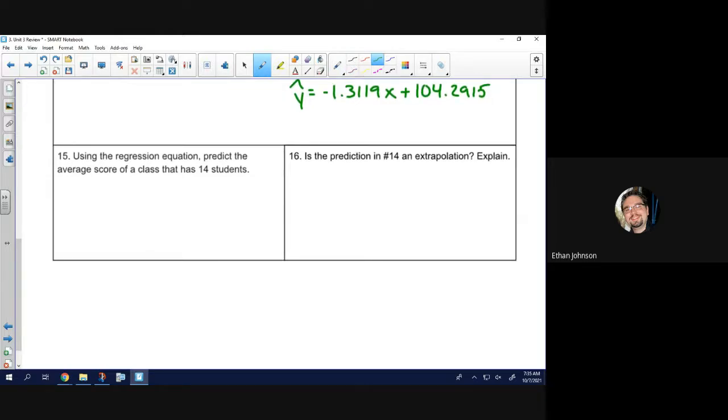Using the regression equation, predict the average score of a class that has 14 students. So we're going to plug 14 in for our x. So y hat equals negative 1.3119 times 14 plus 104.2915. Doing so, we roughly get 85.9249 and so on.